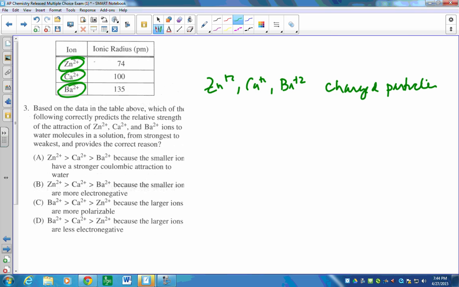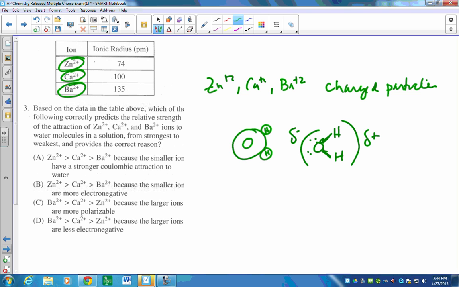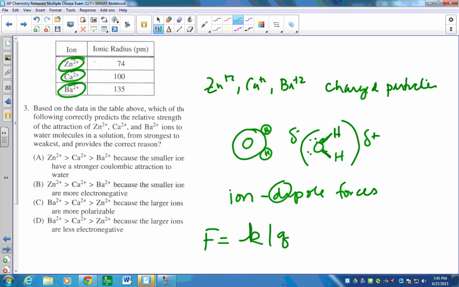Water is not a charged particle, but it is a crazy molecule that is polar. And because oxygen wants electrons so much more than hydrogen, the electrons shift this way, and the oxygen has a negative side and a positive side. And so when we talk about this ion, it's called an ion-dipole force. Ions have charges, and dipoles have a region of positive charge and a region of negative charge. And what drives all of charged particle forces is Coulomb's law, which is that the force of attraction between two particles is a product of 3 things.